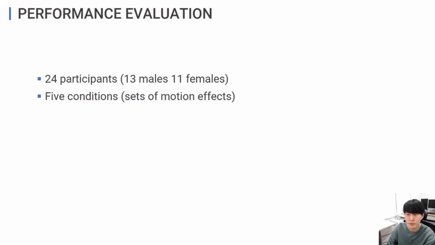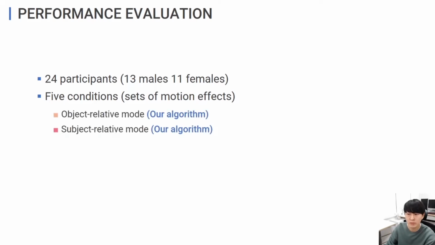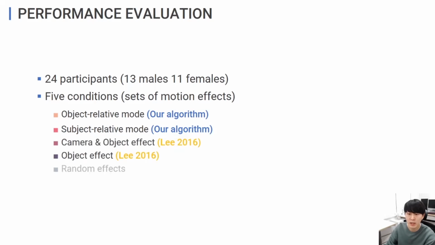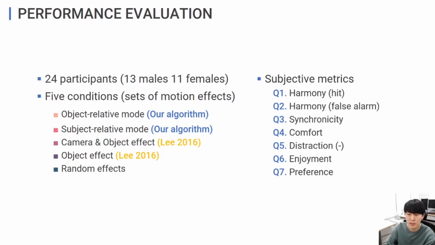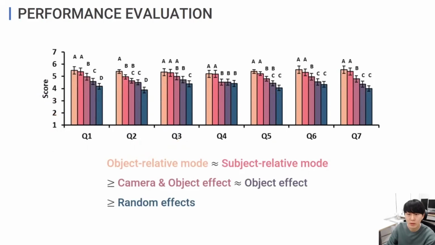Finally, to evaluate the performance of our algorithm, we conducted a user experiment. Participants experienced 5 sets of motion effects with object-moving videos. 2 were for the perception modes of our algorithm, 2 were for the state-of-the-art Lee et al. algorithm, and the other one was a randomly generated effect. Then participants rated subjective metrics: harmony, synchronicity, comfort, distraction, enjoyment, and preference. Consequently, we got these results. The two modes of our algorithm showed better performance than the others for most metrics.